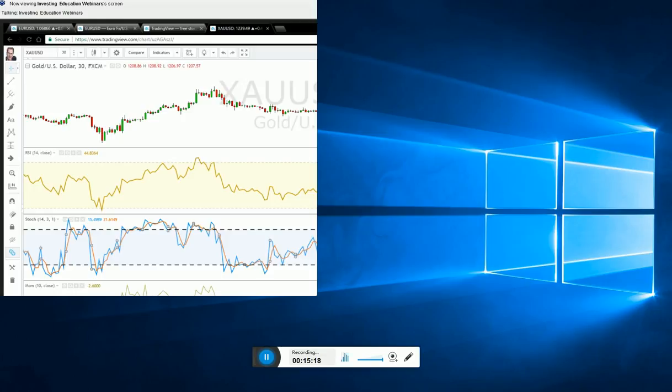Now, if you notice, this doesn't work in conjunction with stochastics and RSI at this point, because they were both below their overbought or oversold levels. It's not saying the market's overbought or oversold, it's just telling you that the buyers are losing their momentum. As you notice, price still was able to move upward.